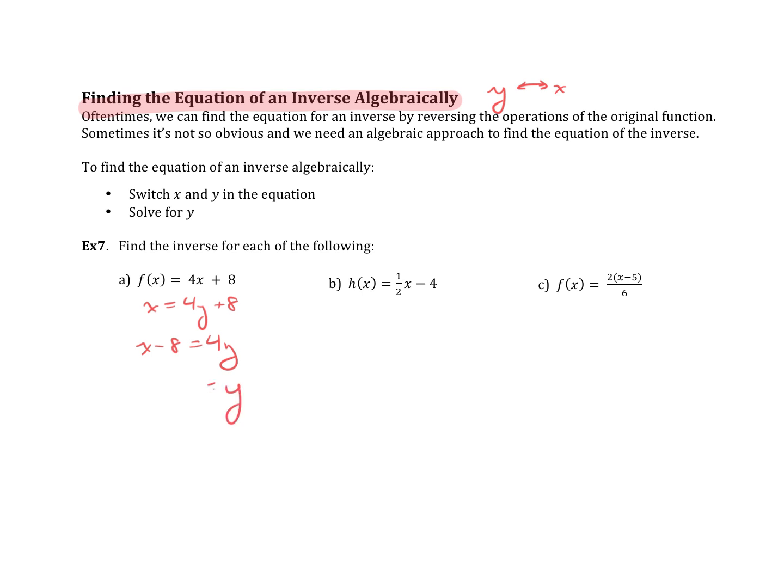I end up with y on this side, which is okay. I've divided everything by 4. I forgot the x. Okay. I don't know if I need to do all these. Actually, no. We can save both these for class. I'm not going to do either one of these.